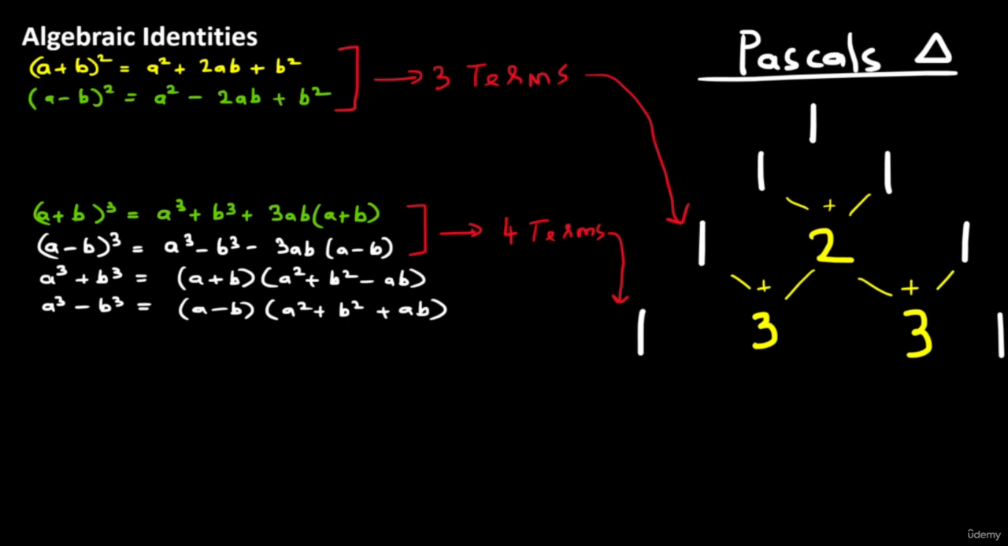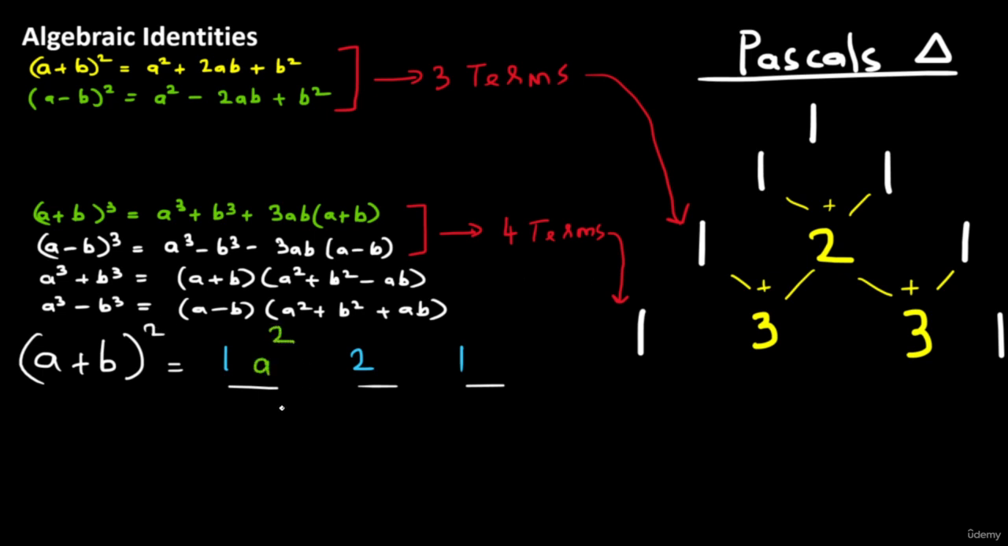So let's try to find out (a plus b)^2. Now we know that it has 3 terms, right? So let's mark 3 positions. Now let's use 1, 2 and 1 as the coefficients. So I have 1 over here, 2 over here and 1 over here. Now I start with a to the highest power, which is 2. So I have a square over here.